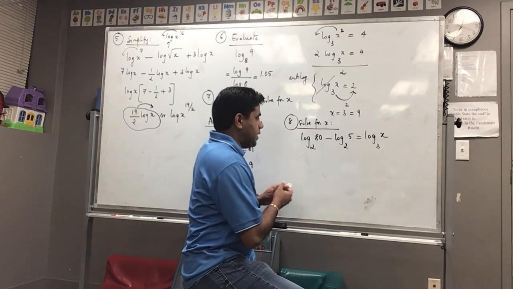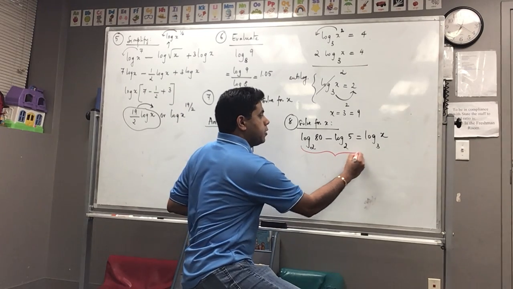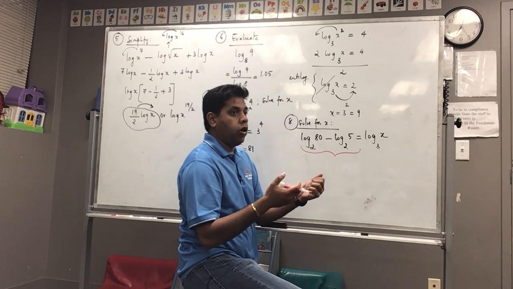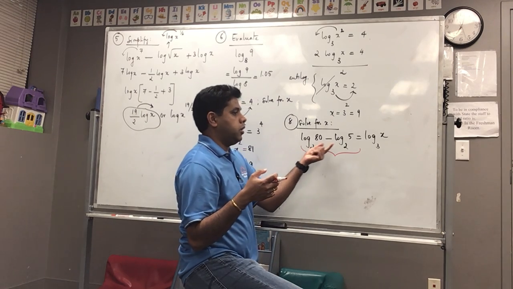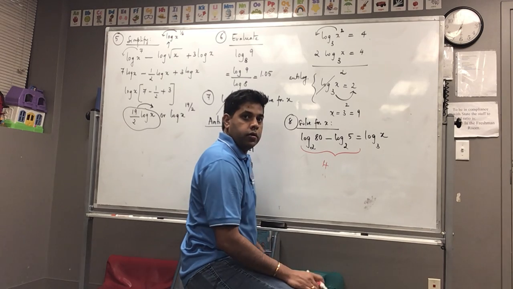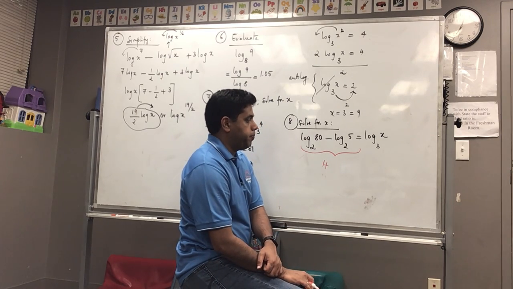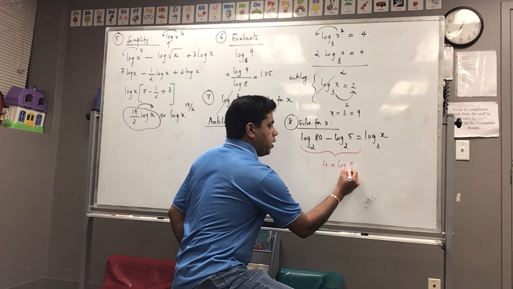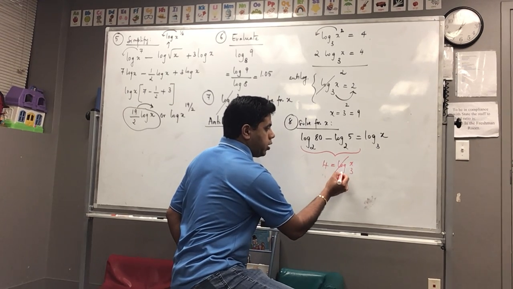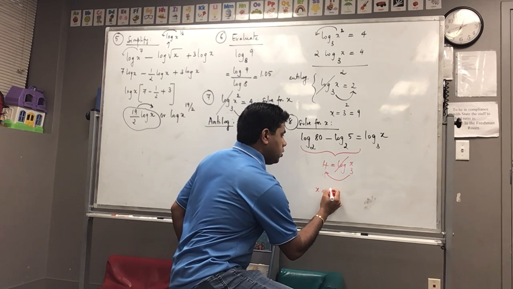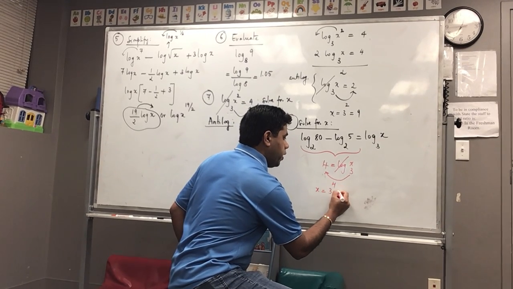Don't you think this entire thing can be done in the calculator? You literally do log base 3 of this, then minus log of this, which comes to, I believe, 4, is equal to log x base 3. This is anti-log, log cancels, x is equal to 3 raised to 4, which is 81.